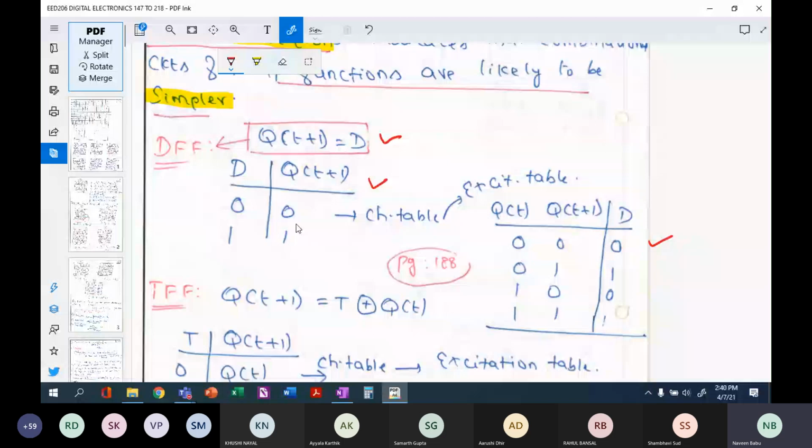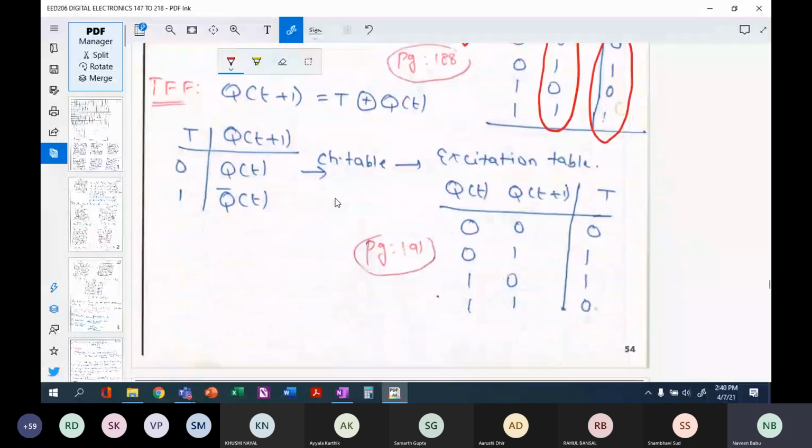Similarly for a T flip-flop also. The T flip-flop is dependent, but they are complements of each other. Meaning for Q and Q of t plus 1, if it is 0 and 0, then if 0 is changing to 1, it means that toggling is taking place, so your T will be 1. If 1 to 0 there is toggling, then your T is 1. Else your T is going to be 0. When there is no change, your T will be 0. Again, if you want to go back and look at the state table, go to page 191, draw the state table, and then you can create this excitation table. But still we understand from the logic itself, right?